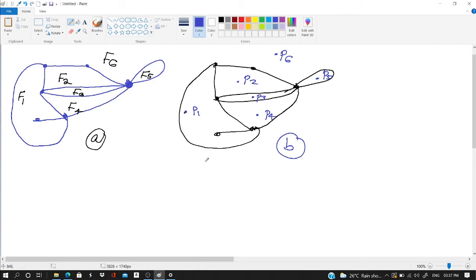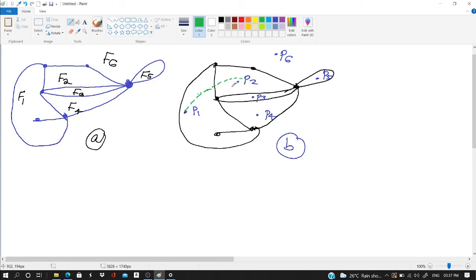Now we can join these points. How? Here we can see that P1, this region and this region are adjacent. So there must be an edge from P1 to P2. So adjacent regions are connected by edges. So let us see how we are connecting the edges here. So from P1, here F1 and F2 are adjacent. What are the adjacent faces of F1? F2 is adjacent.